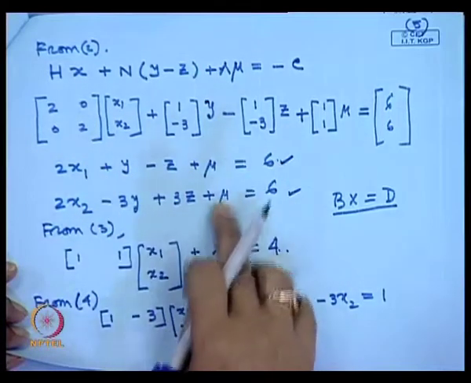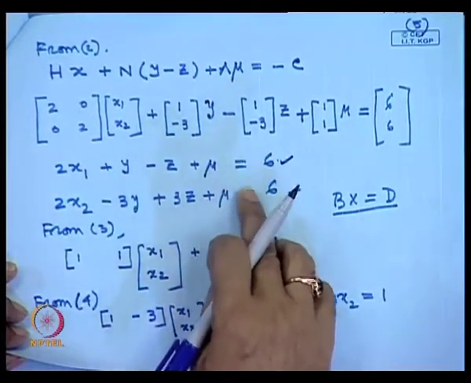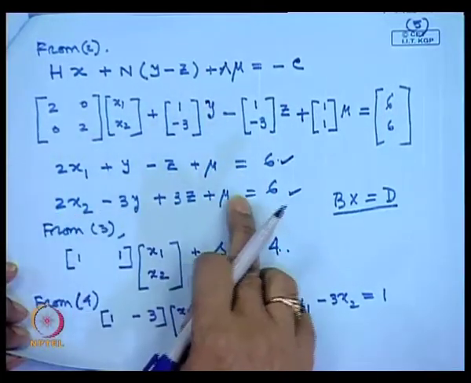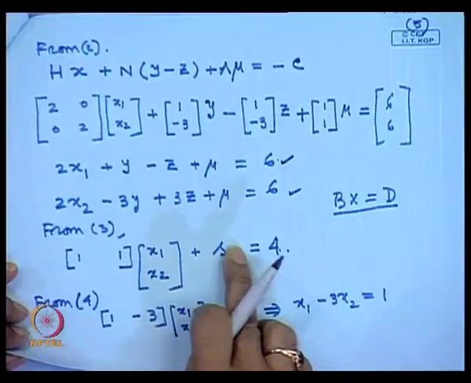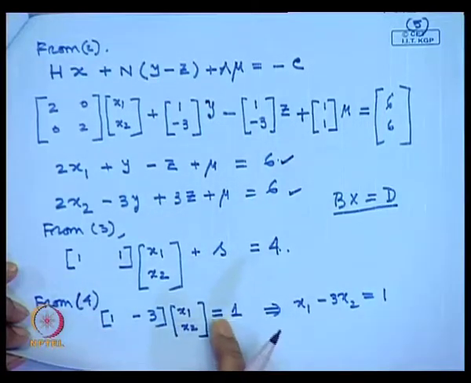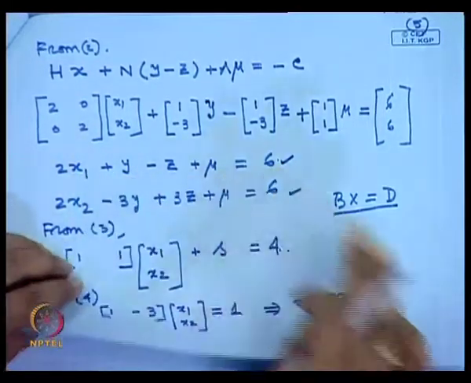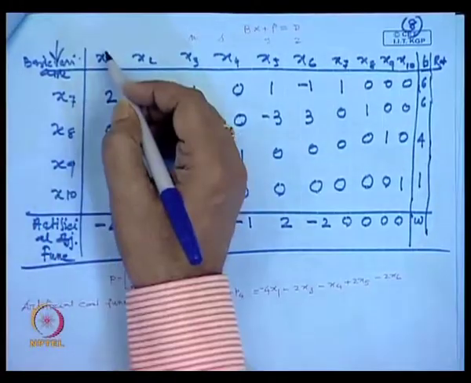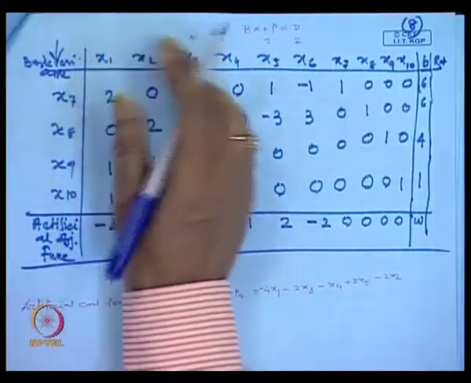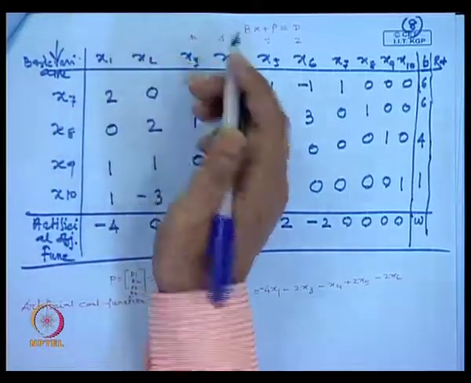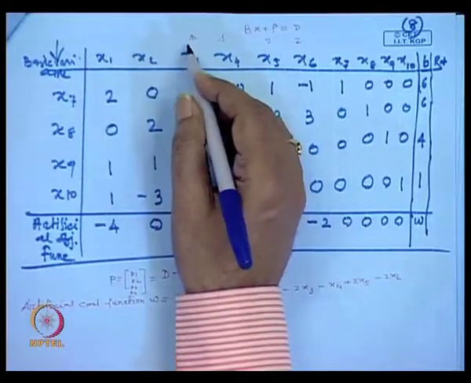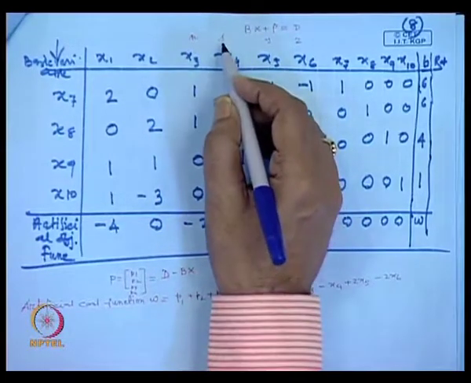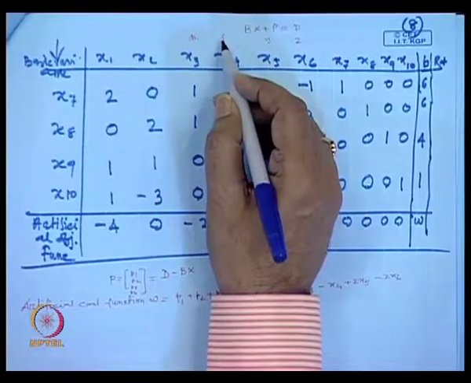With each equation there is an artificial variable p. With this equation p 1 is there, with this equation p 2, with this equation p 3, and with this equation p 4. If you write in tabular form now, it will be like this. See, x 1 and x 2 are our two original decision variables, then x 3 corresponds to our mu, then x 4 corresponds to our artificial variables.